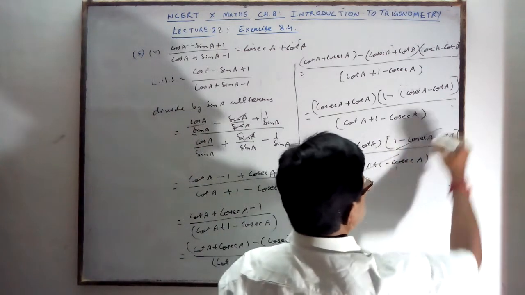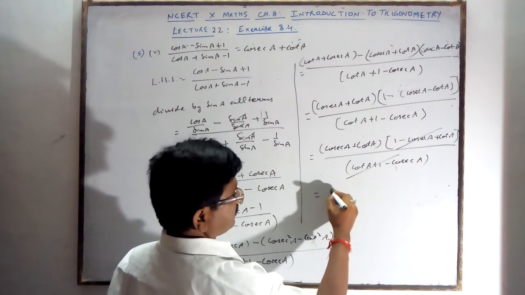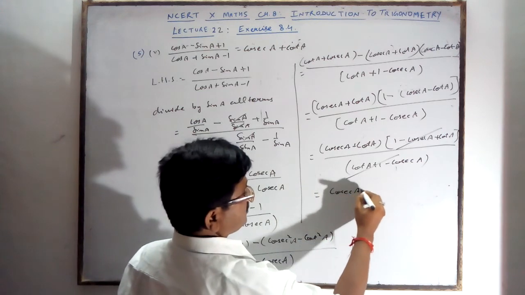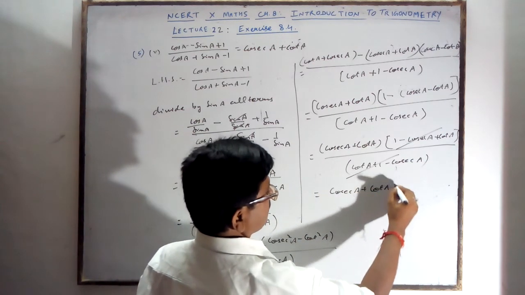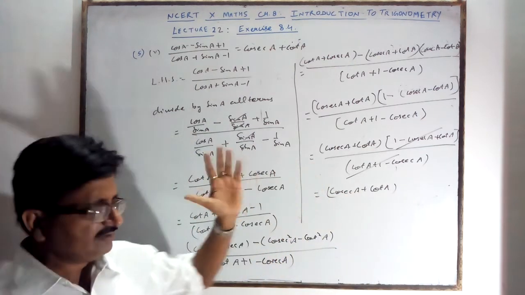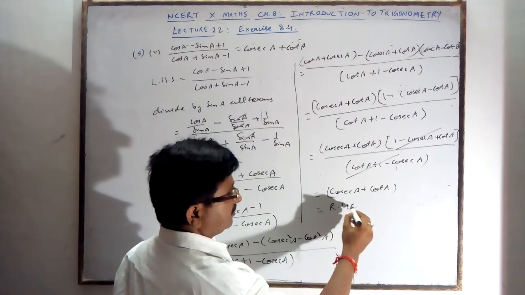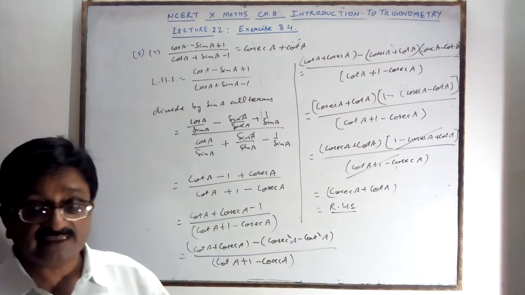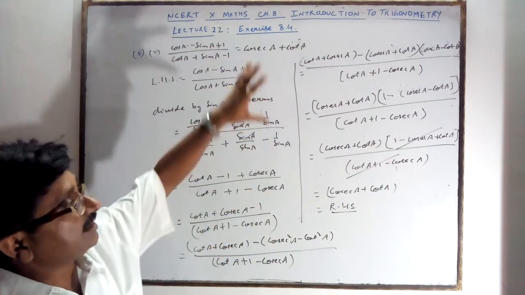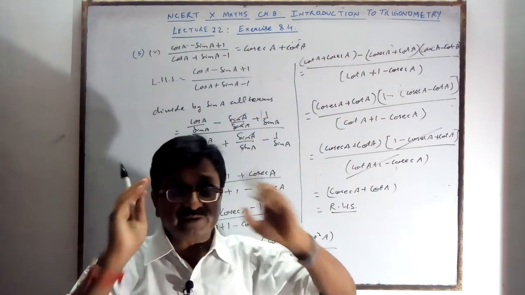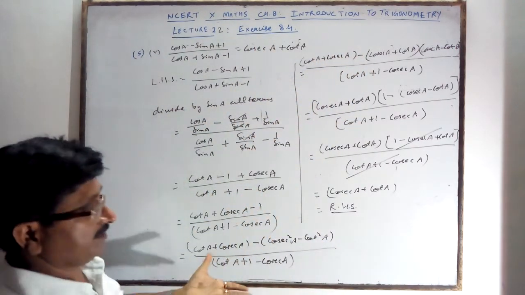Now this bracket is cancelled. What is left? Cosec A plus cot A. I hope it is clear. Very simple. But when you get your steps, identities, reciprocals, algebraic identities, keep them in your mind, and it is very easy to solve the trigonometric question.